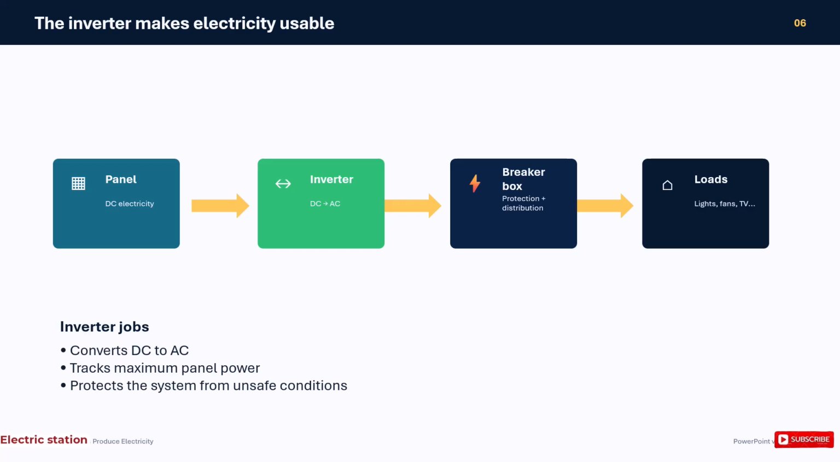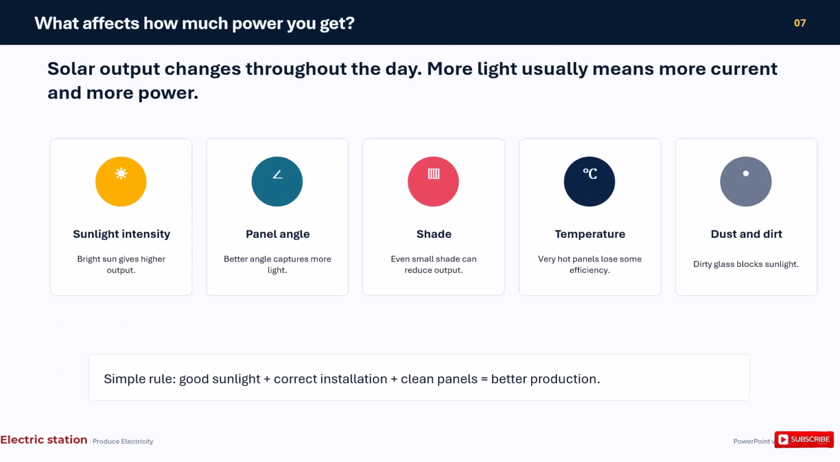But even with the best inverter, your panels will not produce the same amount of electricity all day. Several important factors affect their output. The amount of power produced by a solar panel constantly changes. The first and most obvious factor is sunlight intensity. Stronger sunlight usually allows the panel to produce more current and therefore more power. The angle and orientation of the panel are also very important because they determine how much sunlight reaches the panel surface. Shading is another major factor.